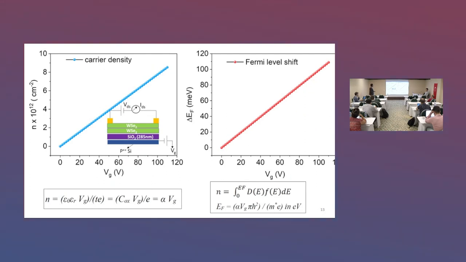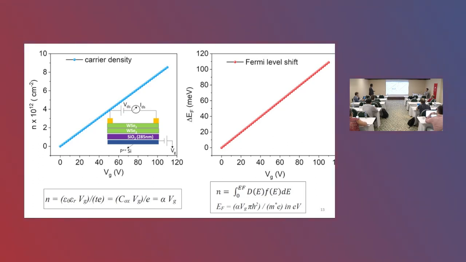We also did some simple model, because obviously if you actually want to calculate how much the Fermi level is shifting in this TMD structure, you need a very rigorous calculation. So I just did some simplified model over here. This is how we calculate the overall shift, okay? We have highly doped silicon as the substrate. Then we have 285 nanometer silicon dioxide, normal silicon dioxide. Then we have the twisted WSe2 device. So we can think of this as a capacitor. This is a normal capacitor model, okay?